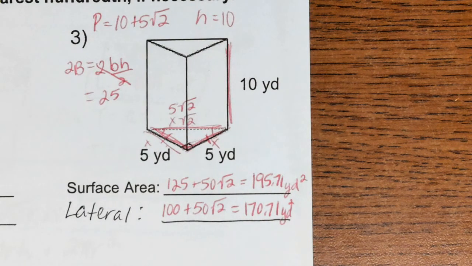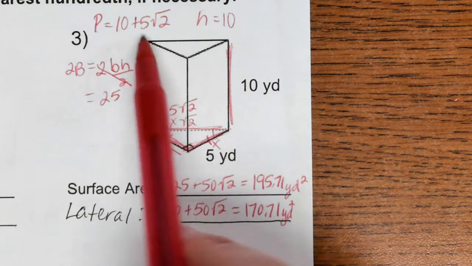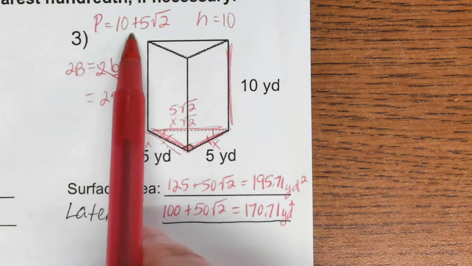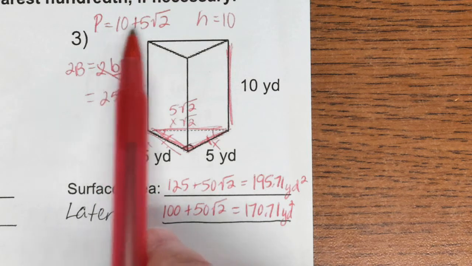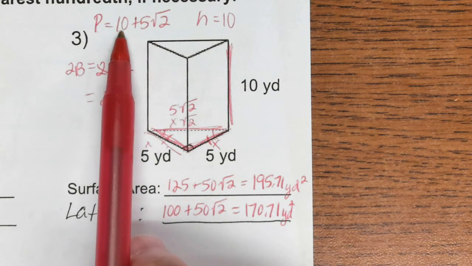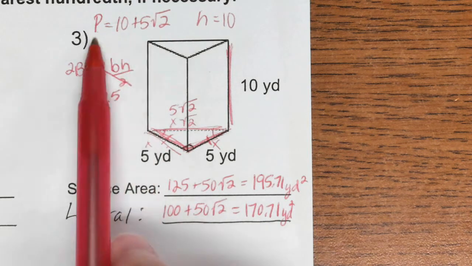But what we did, the only work that was different was instead of keeping the 10 and the 5 square root of 2 separate, I had 15 square root of 2. Yeah. And I mentioned that some people put 15. But remember, you can only add these two if they're like. This one's just a number. This one has a square root, so they're not like terms.